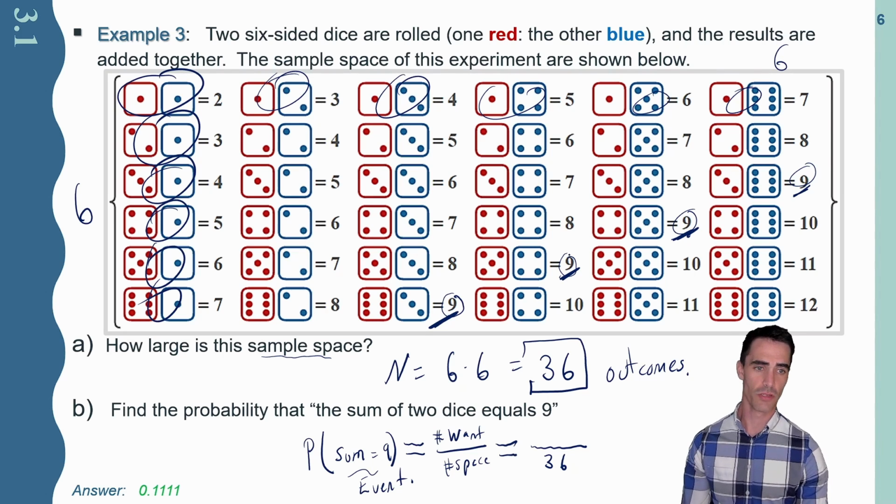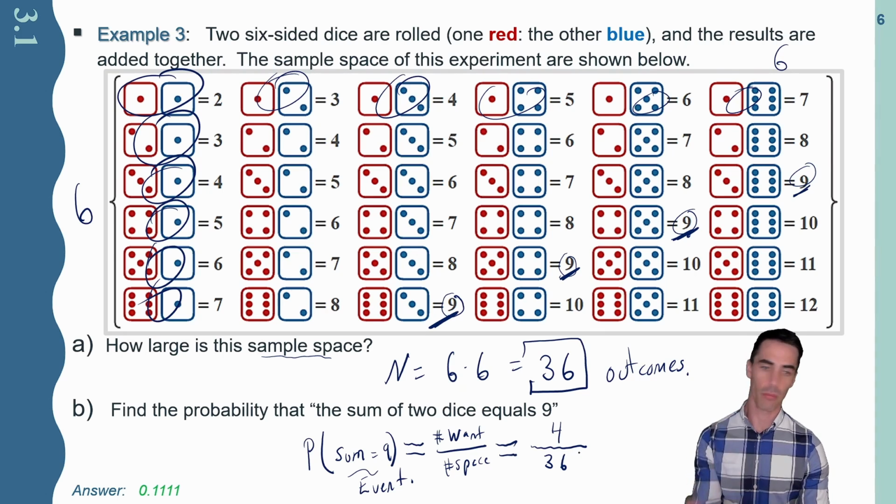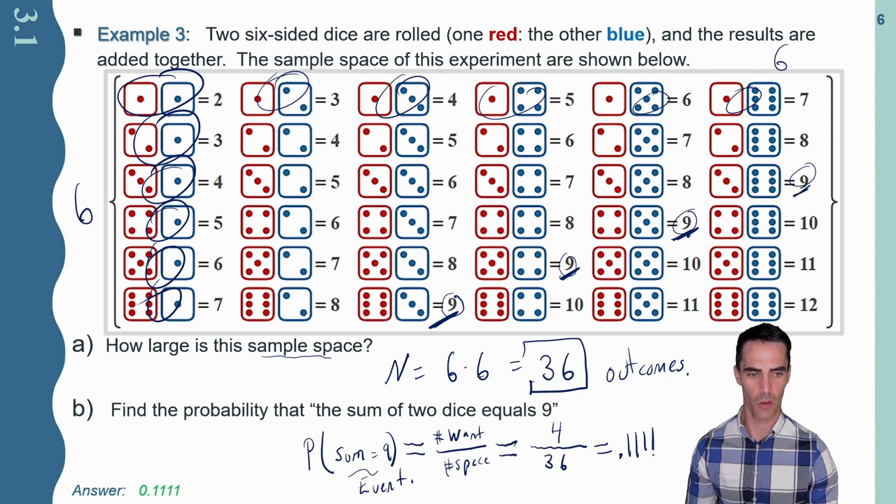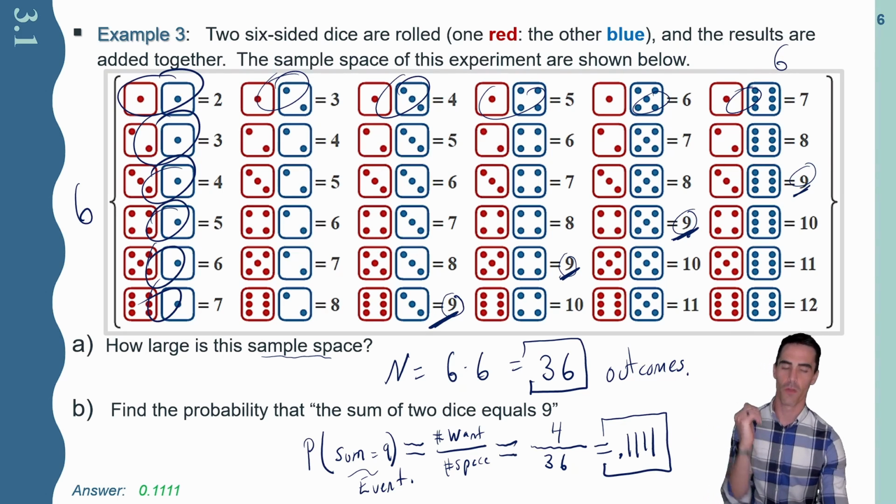But I can count them: 1, 2, 3, 4. There are 4 outcomes that we're interested in, where the sum is equal to 9. We can literally just count them. This is a decimal; I cheated, I did it beforehand. It should give you something like 0.1111 if we round to 4 decimals. You could box that decimal, and that is the likelihood, or the probability.